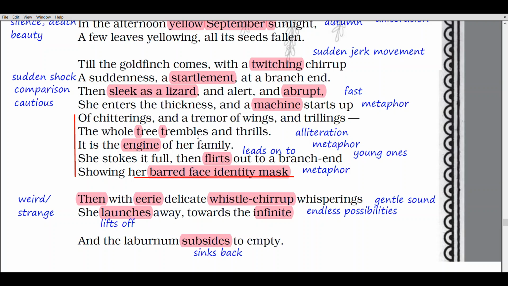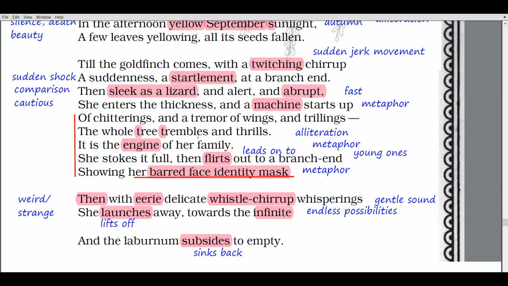So here the word engine is being used to note that her family is her strength. This is the engine of her family. This noise, these kids are the main part of her family. She stalks it full, then floats out to a branch end. So she stalks it full, she feeds them, she provides food to them, she fills them up like filling up their fuel, and they are full now, and she leads on out to a branch end.